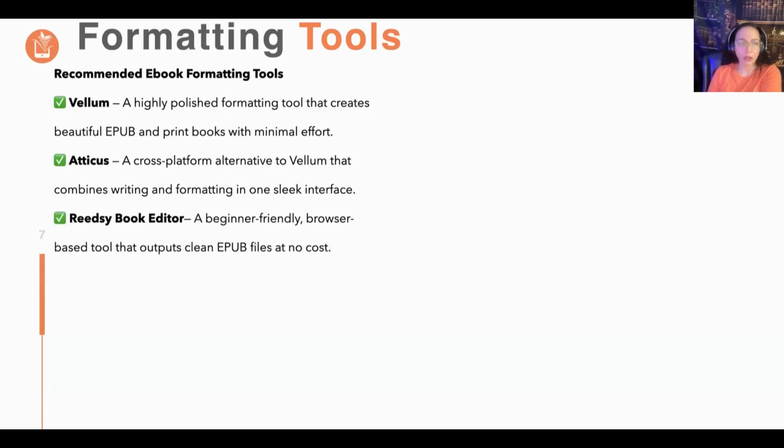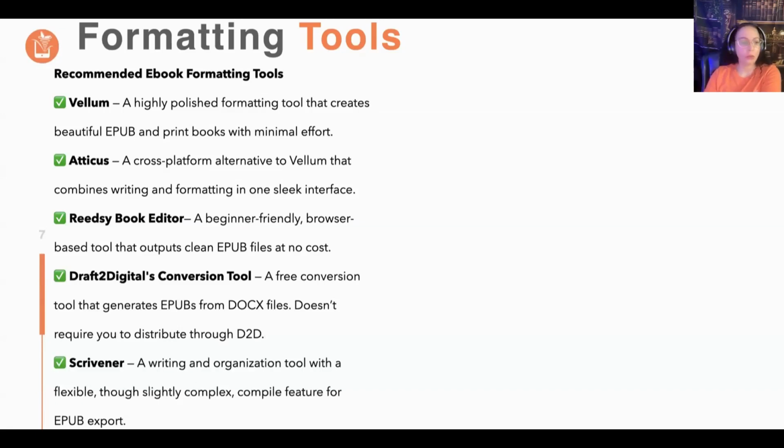I don't have quite as much personal experience with them, but I see them quite a bit when they come through support or as a reader. And they give you a lot of options for your header images and your styling and different things like that. And I think with Atticus, same way you can with Vellum, you can upload custom headers and scene breaks. I'm pretty sure you can do the same thing with Atticus. And then the Reedsy Book Editor, this is a beginner-friendly browser-based tool as well that outputs clean EPUB files at no cost.